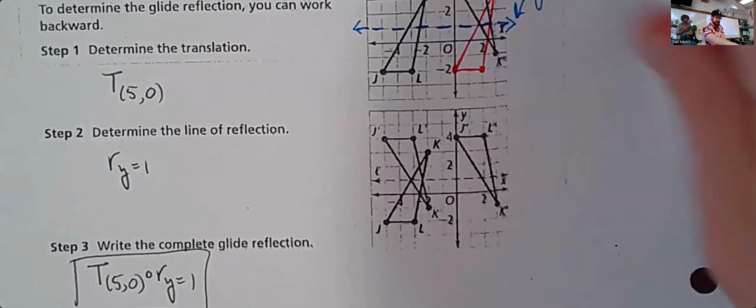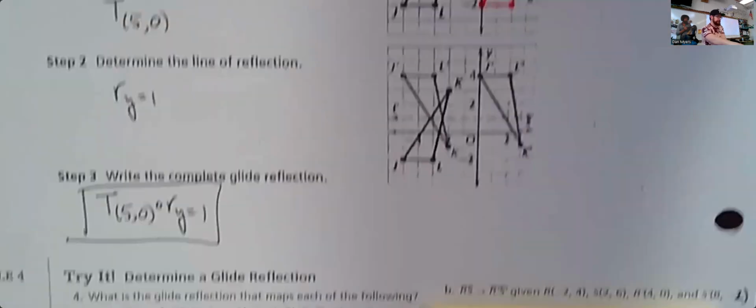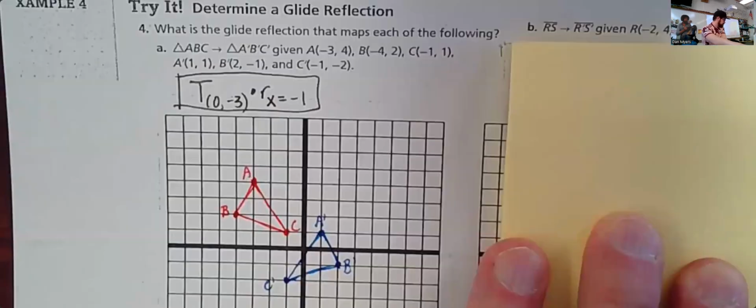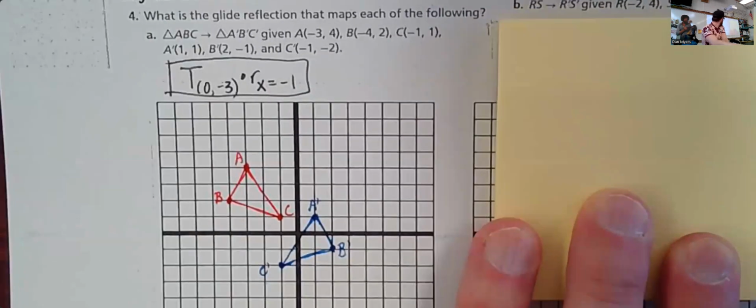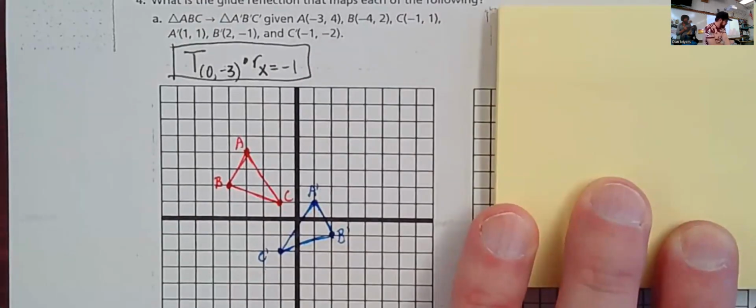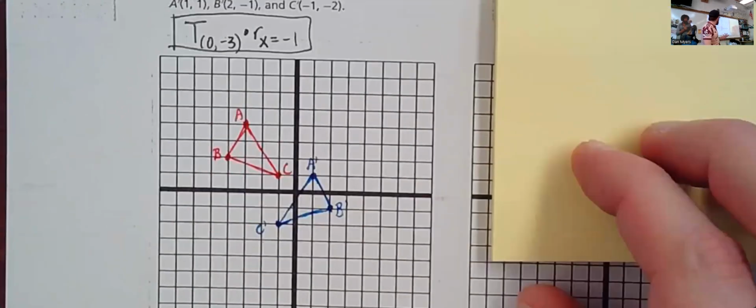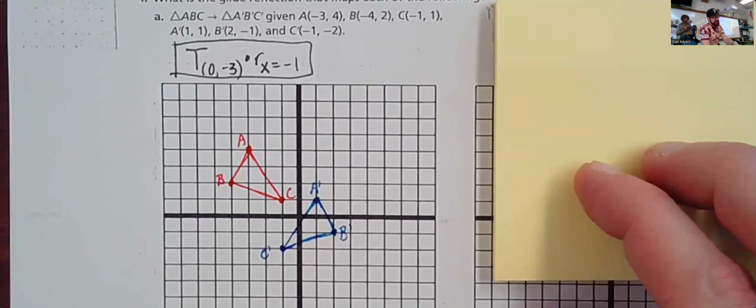I'm going to show you the first one here. That's what I came up with for the first one. Again, if you went in the opposite order and put the x equals -1 first and then the translation second of 0, -3, that's fine, as long as you have both of them. If you don't want to draw the in-between one, you don't have to either. I didn't do that on this one.